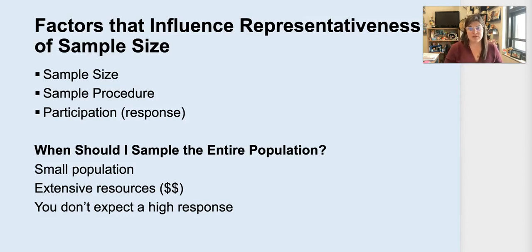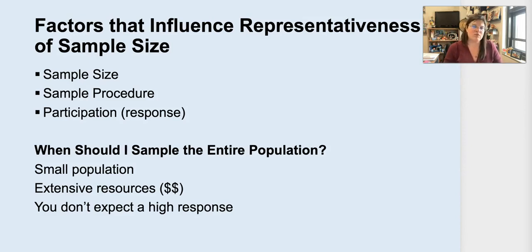So here are factors that influence the representativeness of the sample size. So sample size itself. So how many, if we only have a small amount, especially when we're talking about qualitative, it is harder to get a representative sample because you're talking about a small amount of people that you are interviewing.